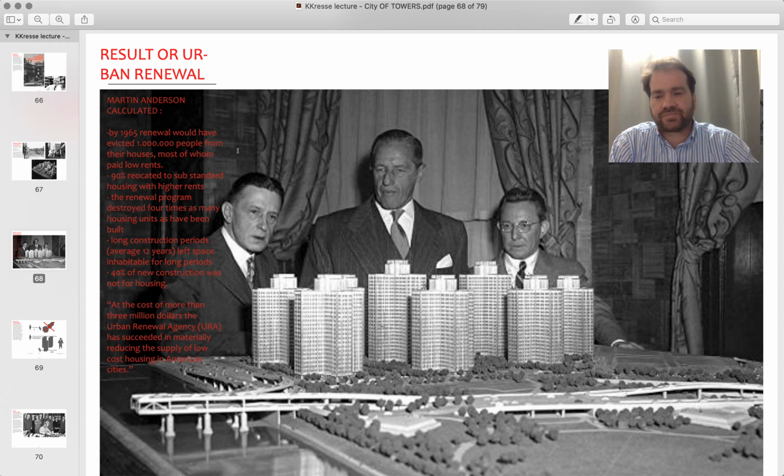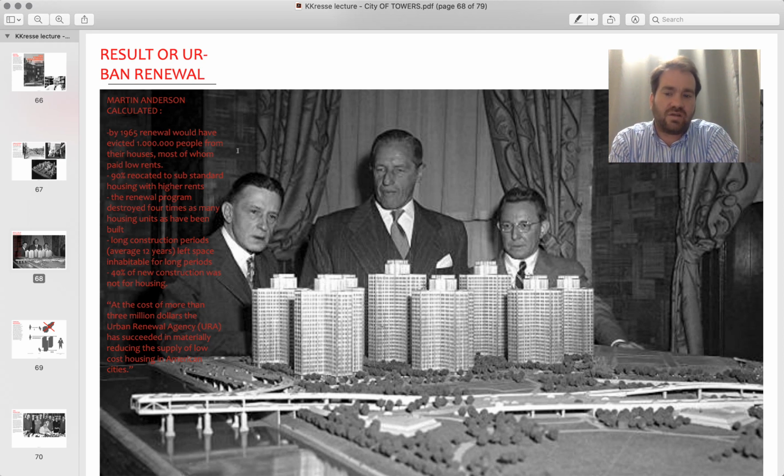And the renewal program destroyed 4 times as many housing units as have been built. So this also has something to do with those low-rise areas, where people tend to live in very small spaces, and there's a long construction period, an average of 12 years, which also means it takes a long time before people can settle back in again. A lot of those people that originally lived there have by that time already moved somewhere else and are fine, so they don't even want to come back. So this is another factor of state-led gentrification or eviction.